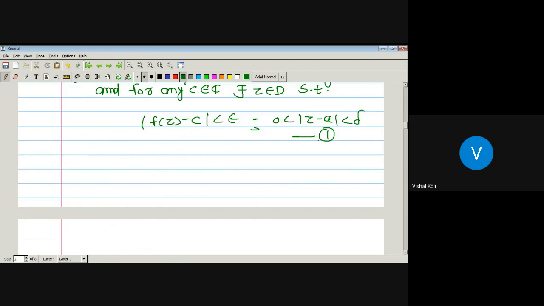For proving this, here we will assume by contradiction that there is no complex number c belonging to capital C for some z belonging to D such that modulus of f(z) minus c is less than epsilon. It means we assume that modulus of f(z) minus c is greater than or equal to epsilon. Assume that equation 1 is not true. It means for some c belonging to the complex number system C and for any epsilon greater than 0, modulus of f(z) minus c is greater than or equal to epsilon.